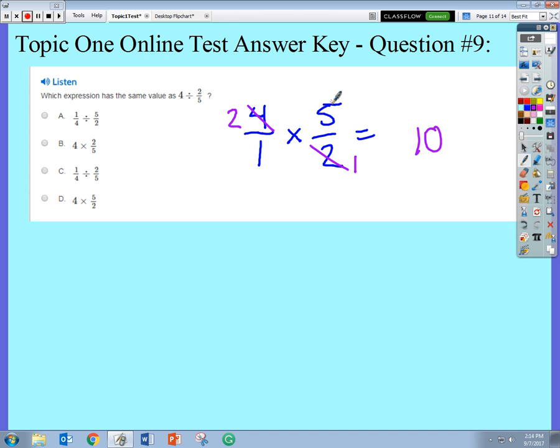Wait, this problem looks like this. And it says which expression. It's not plural, meaning it doesn't have more than one answer, so this has to be the correct answer. Moving on, see how sometimes if you're fluent with this stuff, you can move through quickly. That's where you have a good understanding of it.